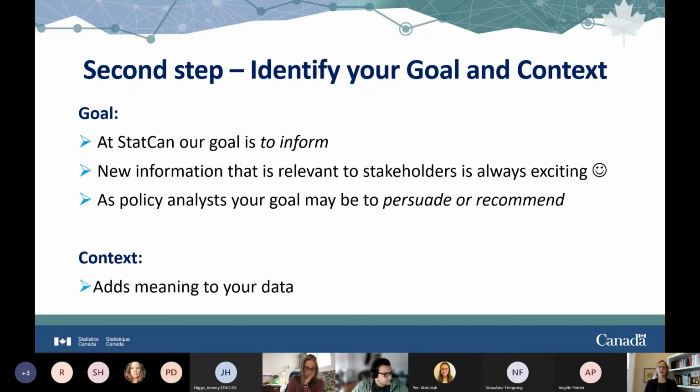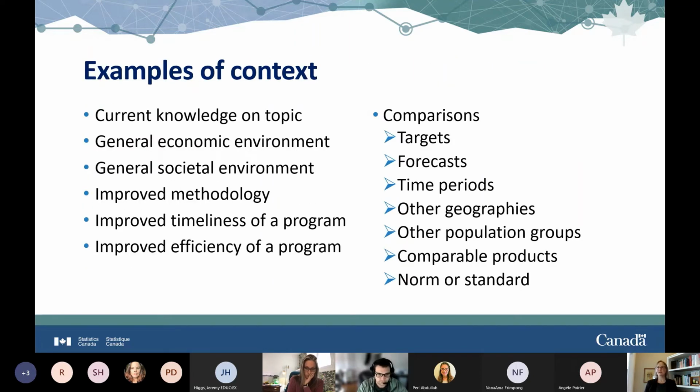Context is everything. It adds meaning to your data. Always add context to your narrative. Example of context could be current knowledge on the topic. You've done a literature review, you've identified data gap, and you are adding to this body of knowledge. Well, that's important. The context is the current knowledge on the topic. It could be the general economic or societal environment, or you're doing comparison. Are you comparing groups? Are you comparing geographies? Are you comparing things over time? So these are all examples of context.